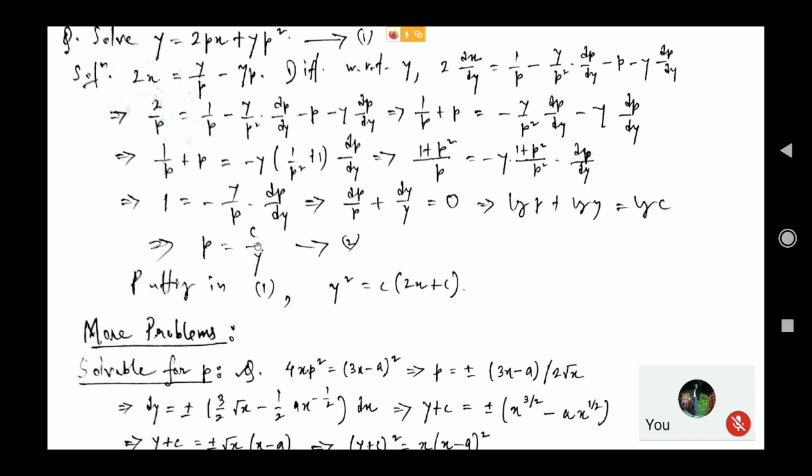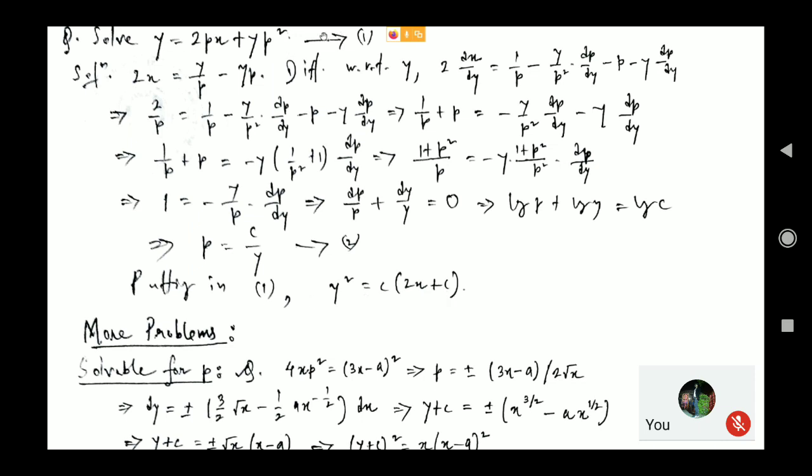Our next step is to eliminate p from the original equation and the equation obtained in this step. So we have obtained only one equation here, p equal to c by y. Just put its value in the original equation. By putting it, we have y square equal to c into twice x plus c, which contains one arbitrary constant. So this is the solution.